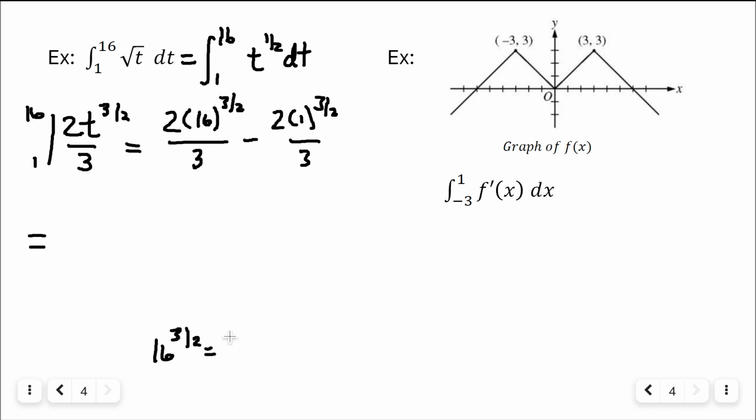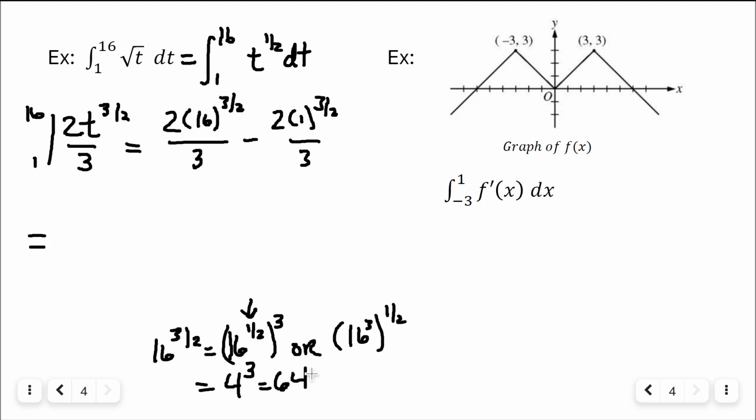I can either do 16 to the 1 half and cube it, or I can do 16 cubed and then take the 1/2 power. Right? Both of them, if you do your multiplying of exponents here, you're going to get 3 halves. So whichever way is easier is the way you should do it. That's the way that's easier, because 16 to the half means square root of 16. That's 4, and 4 cubed is 64.